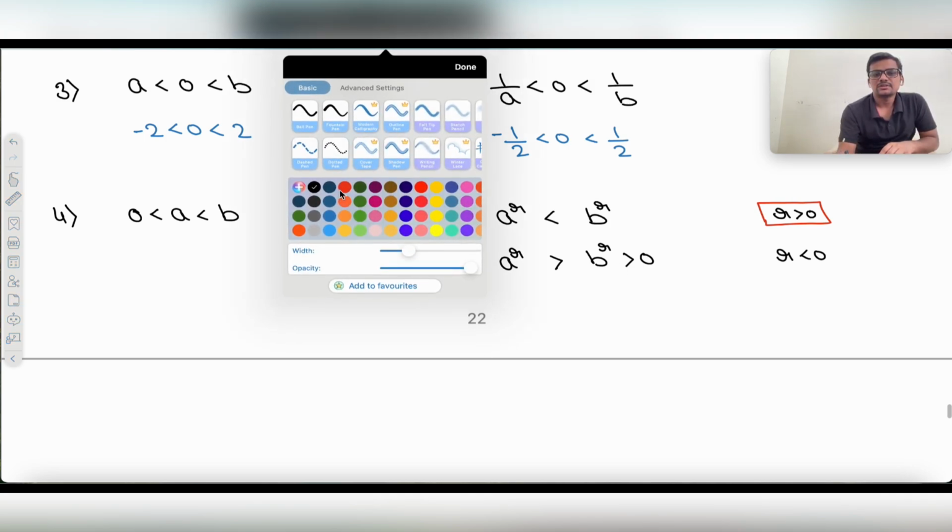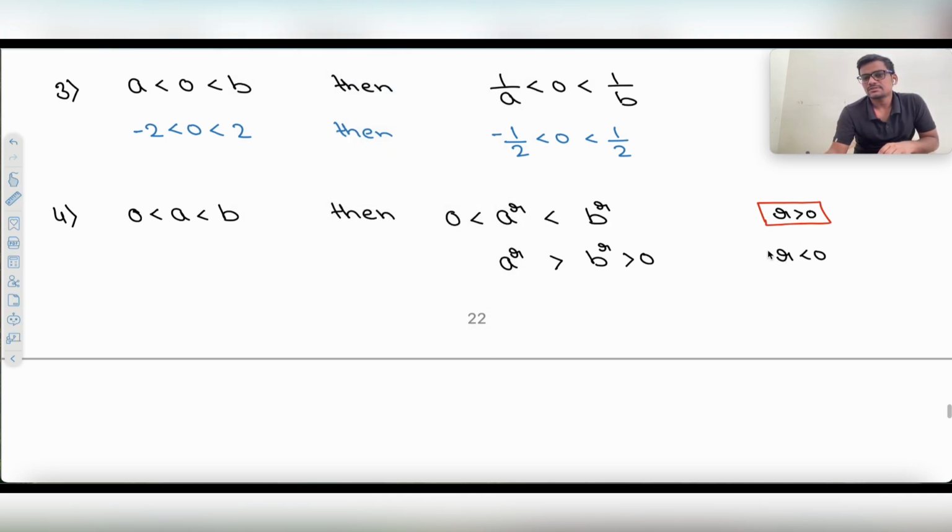So here the condition you have to remember is that this power should be positive. In that case, the inequality will not change, and when the power is negative, then the inequality will change. So this is the scenario when my two numbers are positive. So hope you understood this. I will take one particular example for more understanding.